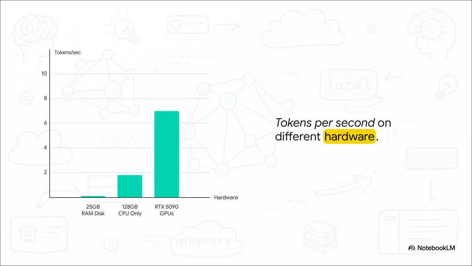When we look at the real-world speed ladder, it's remarkably honest. On a cold 25GB RAM box relying mostly on the disk, you get about 0.1 tokens a second. Move up to a 128GB CPU box, and you're getting nearly 2 tokens a second. Throw in a top-tier RTX 5090 graphics card, where the experts fit easily into VRAM, and you're suddenly scaling to nearly 7 tokens a second.